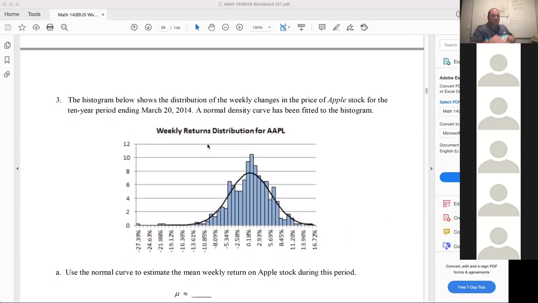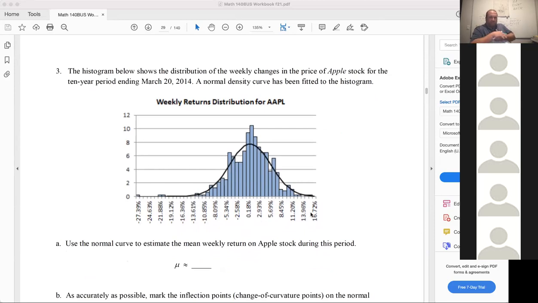The histogram below shows the distribution of the weekly changes in the price of Apple stock for the 10-year period ending March 20, 2014. A normal curve has been fitted to the histogram. Use a normal curve to estimate the mean weekly return on Apple stock during this period. What is the mean weekly return? How do I find it?